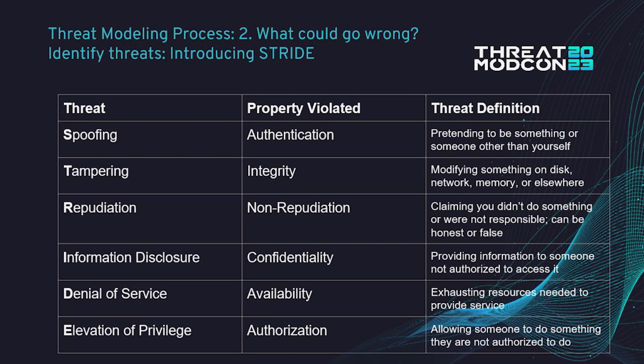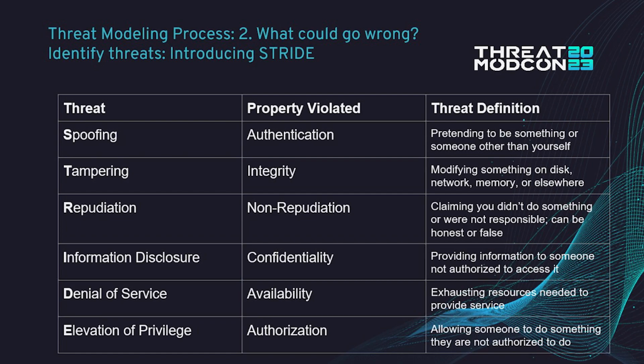Spoofing, pretending to be someone or something other than yourself. Tampering, changing data, modifying data that you shouldn't be modifying. And that could be in memory, on the network, on disk somewhere. Repudiation, claiming you didn't do something. It's really essentially the lack of proof. I have no proof that you did that. Or you can claim you didn't do it, and I don't have anything to prove that you did or didn't do it. And what we want is non-repudiation, which is proof. We want a log sometimes or some kind of audit trail.